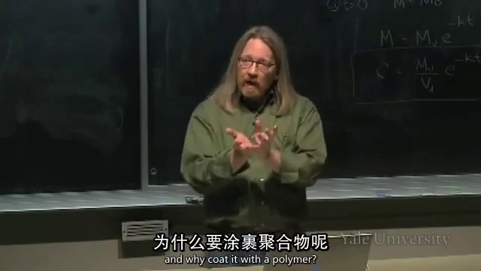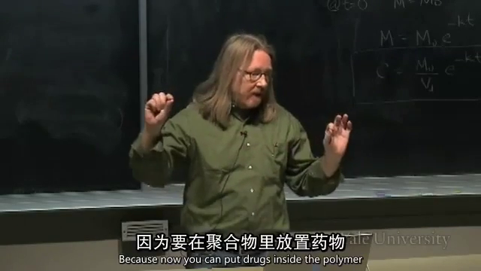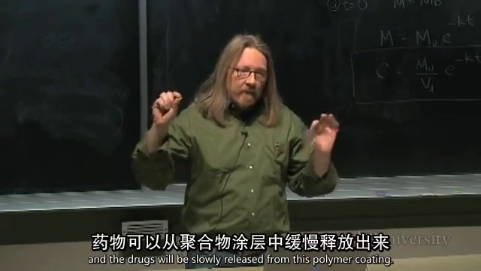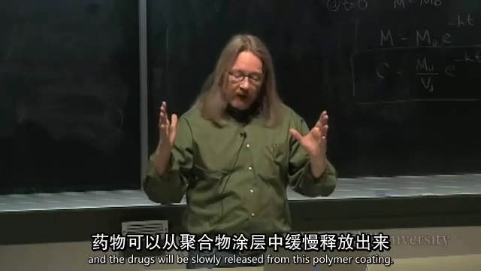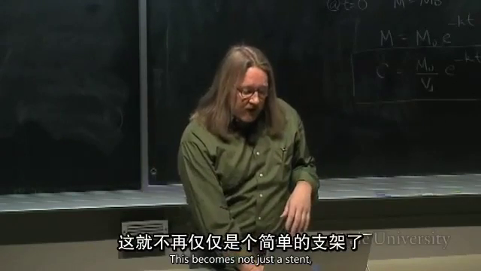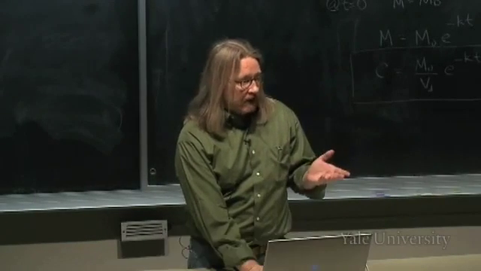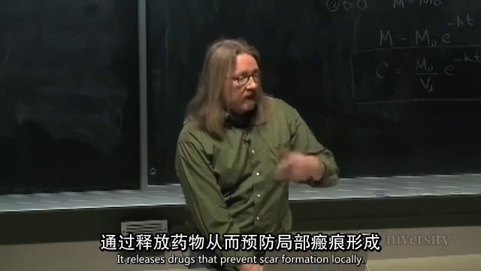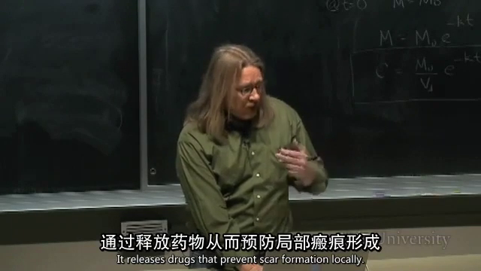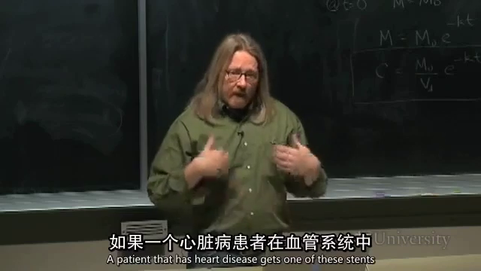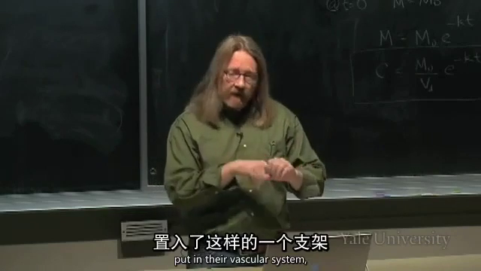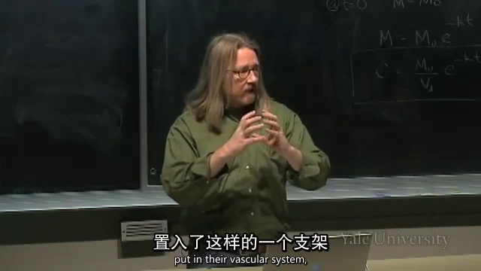The yellow is a wire, and this gray is a polymer, like the polymers I've been describing. And why coat it with a polymer? Because now you can put drugs inside the polymer, and the drugs will be slowly released from this polymer coating. So this becomes not just a stent, but what they call in the industry a drug-eluting stent. It releases drugs that prevent scar formation locally. So a patient that has heart disease gets one of these stents put in their vascular system.